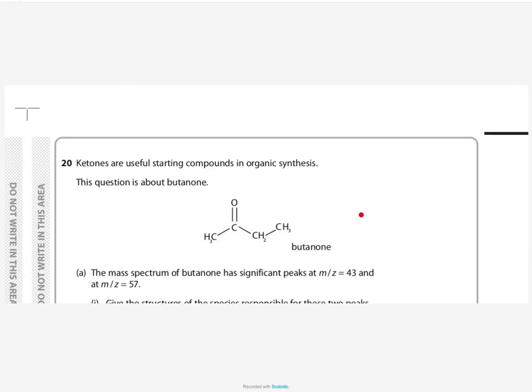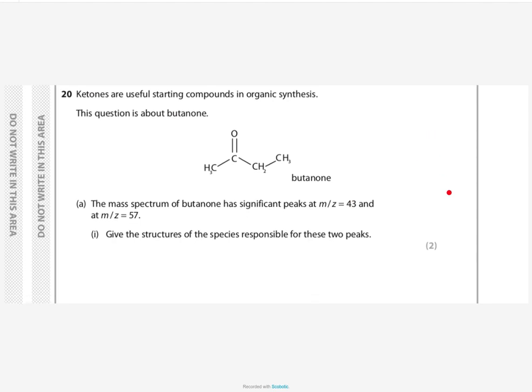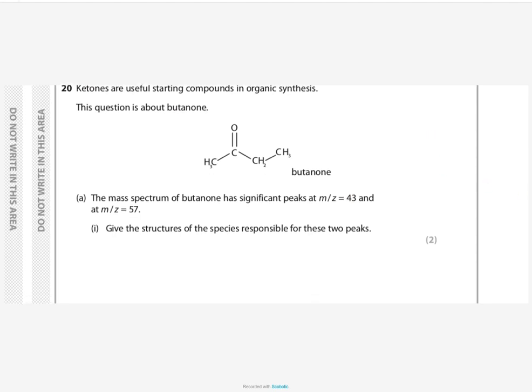That's question 19. Ketones are useful starting compounds in organic synthesis. This question is about butanone. The mass spectrum of butanone has a significant peak at mass charge 43 and mass charge 57. The structures of the species responsible for these two peaks. 43, let's break the molecule from here and check whether this is 43. Right, this will be mass charge 43, right?